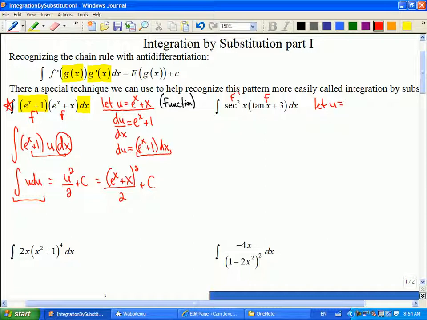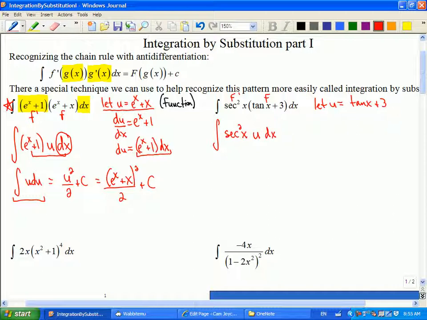U equals, what am I going to put in here? Tan x plus 3, good. And remember, if I was to just jump right into that, here's what it would look like. You don't have to write out this step when you're doing it, I'm just doing it to show you why the next part is necessary.